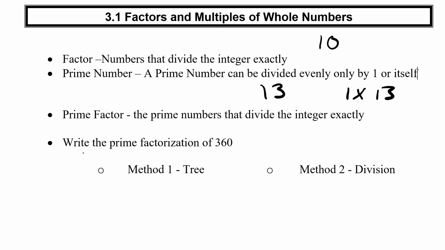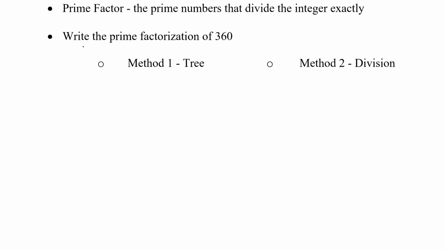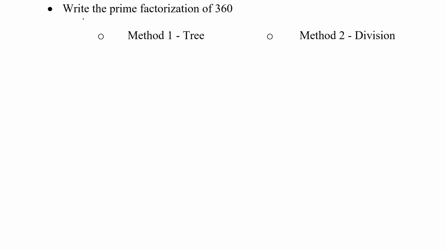So the question now is, write the prime factorization of the number 360. So let's start off with the tree method. For the tree method, I'm going to write down the number 360. And now I just simply ask myself, what two numbers can multiply into 360? It doesn't matter which two, as long as they work. So for me, the easy ones that I see right away are the number 36 and the number 10. Now we call this the tree method because I'm making branches every step I go. So I took 360, the first branch was 36 and 10.